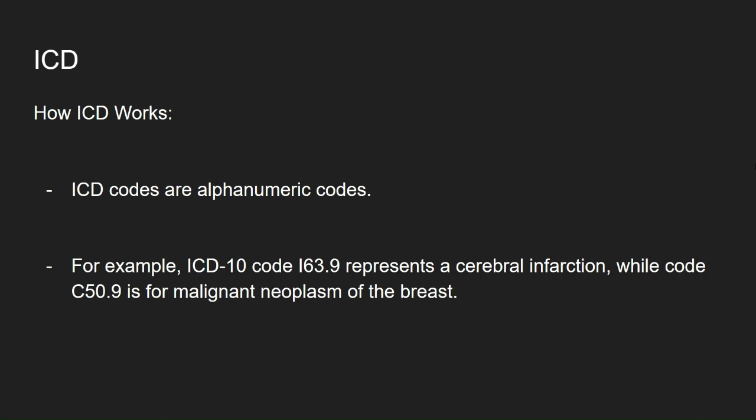Now, coming to how ICD works, ICD codes are in an alphanumerical format. We can take an example of an ICD 10 code, which is I63.9, and it represents a cerebral infarction. Similarly, C50.9 would mean malignant neoplasm of the breast.